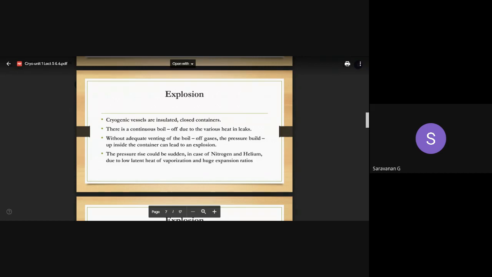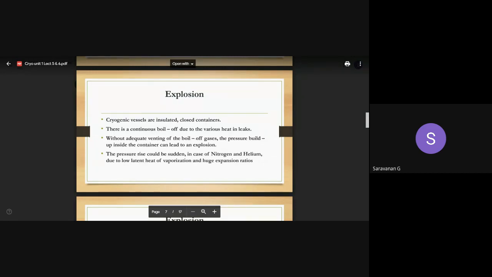So what happens if you don't provide adequate vent holes or venting for the gases? There is a rise in pressure. That pressure build up inside the container will lead to explosion. So in order to avoid this, a cryogen stored in a closed vessel, or cryogenic vessel, must be properly vented with holes provided. Otherwise it will build up high pressure and lead to explosion. That is another kind of safety hazard, called the explosion hazard.